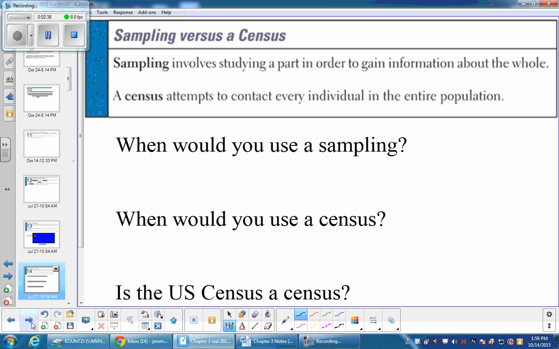Now, sampling versus a census is just what I talked about. In sampling, we're studying the part to get information about a whole, but when we talk about a census, that means we attempt to contact every person in the entire population. Now, when would you want to use sampling? When the population is big.